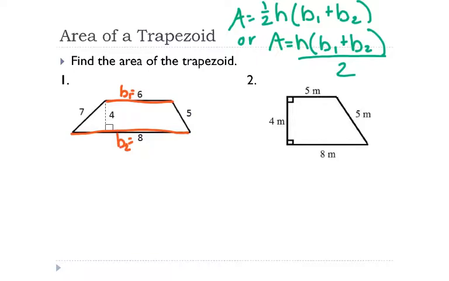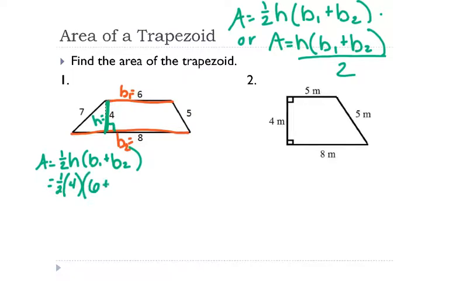Now, the height has to come from a perpendicular segment. So if I notice, this is the only segment that's perpendicular. So my height is going to be 4. So I'm going to use this top formula here. So area is equal to 1/2 the height times the sum of my bases. Filling in what I just identified in the figure, I'm going to take half of my height, so half of 4, times the sum of my bases. So I have to take 6 plus 8. And now I just have to simplify.